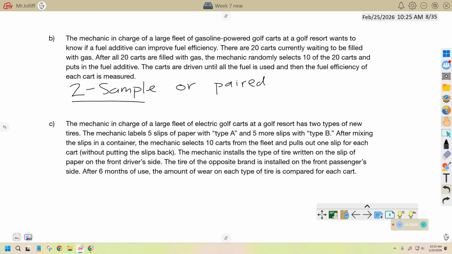The last one: a mechanic in charge of a large fleet of electric golf carts has 2 types of new tires. The mechanic labels 5 slips of paper type A, 5 more slips B. Mixing the slips in a container, he selects 10 carts from the fleet and pulls out 1 slip for each cart. The mechanic installs the type of tire written on the slip of paper on the front driver's side. The tire of the opposite brand is installed on the front passenger side. After 6 months of use, the amount of wear on each type of tire is compared for each cart. And this one screams an answer to me.